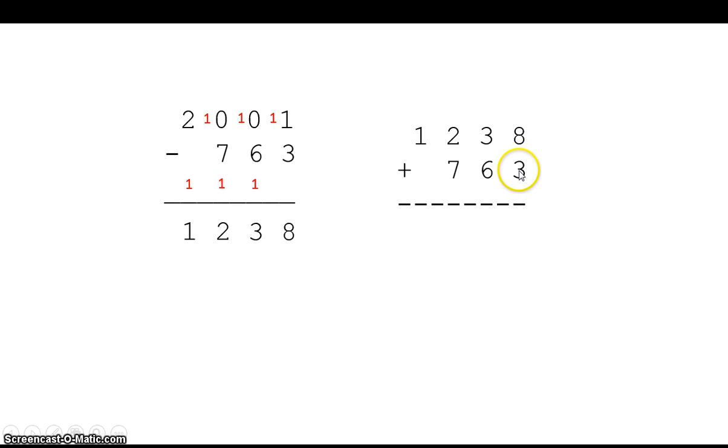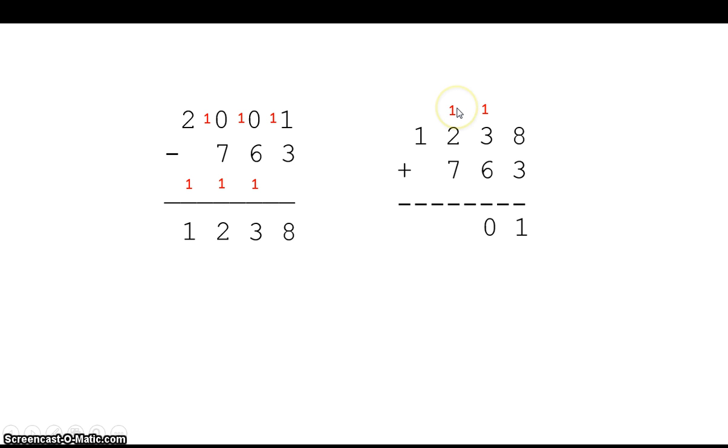If I add these two numbers together, I should get 2001, the original value I started with. 8 plus 3 is 11. Carry the 10 into the tens column. 1 plus 3 is 4 plus 6 is 10 tens. Carrying the 100 into the hundreds place.